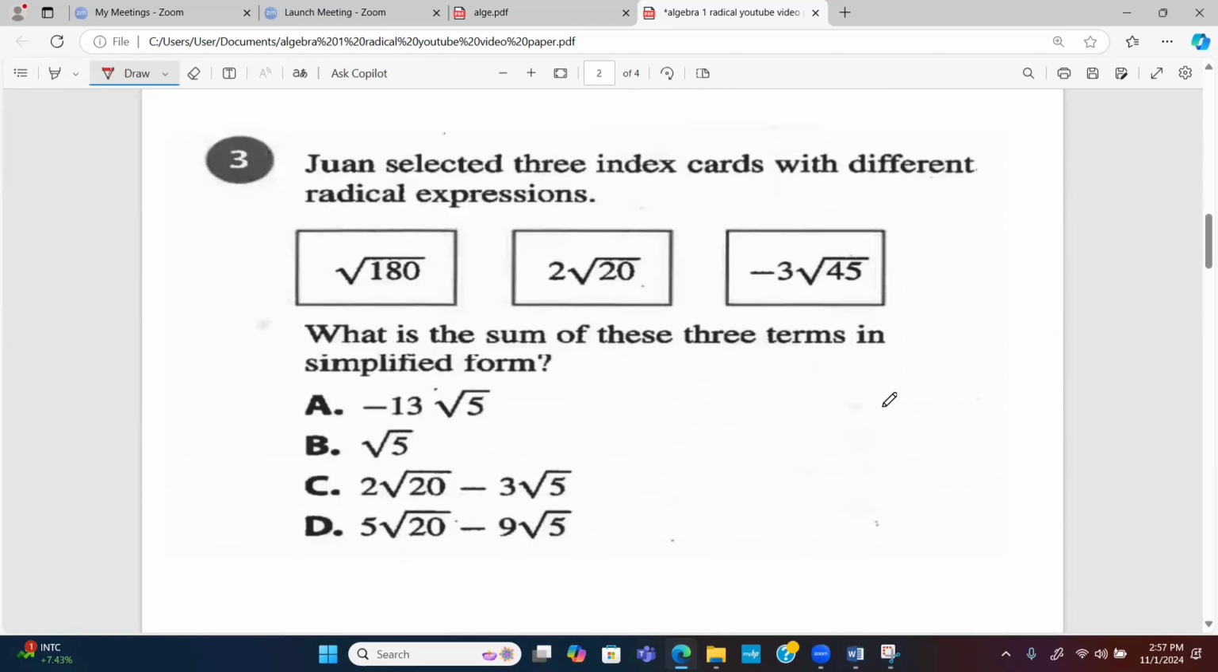All right, so the third question here says, someone selected 3 index cards with different radical expressions. So we have the radical 180, 2 radical 20, and negative 3 radical 45. What is the sum of these 3 terms in simplified form? So basically, I want to make sure that I'm able to get a common radical. So I'm going to break these down.